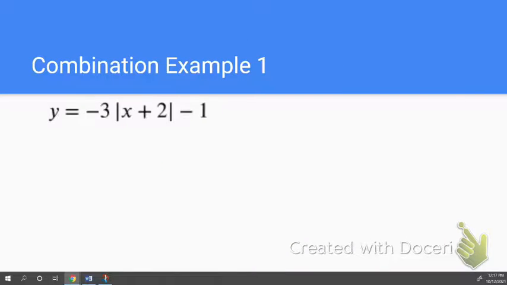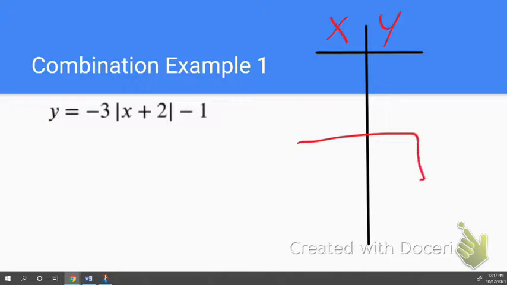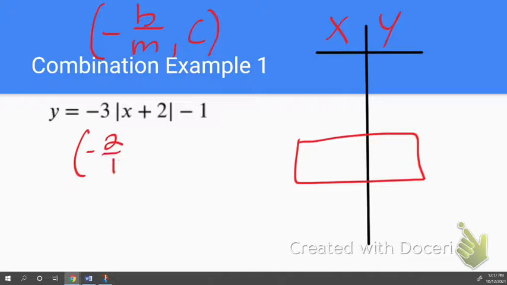Write down the equation and graph it. Here's how I would start this. I would find the vertex. Find your vertex. That'll be your middle point. Try it with your team. Ready, set, go. To find a vertex, you take the opposite of your b divided by your m, comma c. We should have gotten negative 2 over 1, comma negative 1. So the vertex is negative 2, negative 1. Did we get that? Yep.